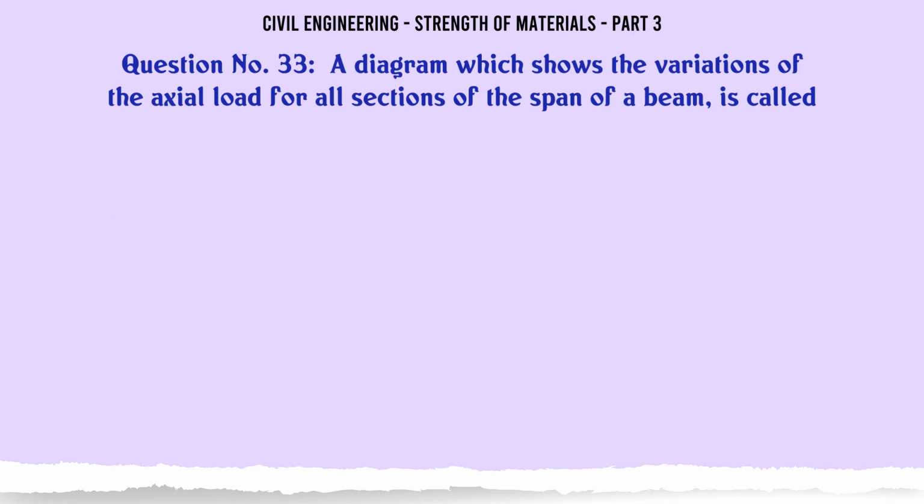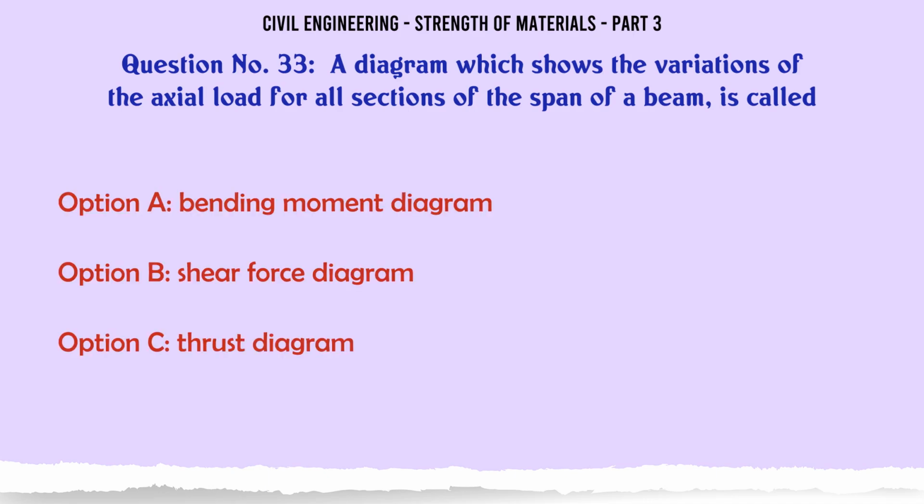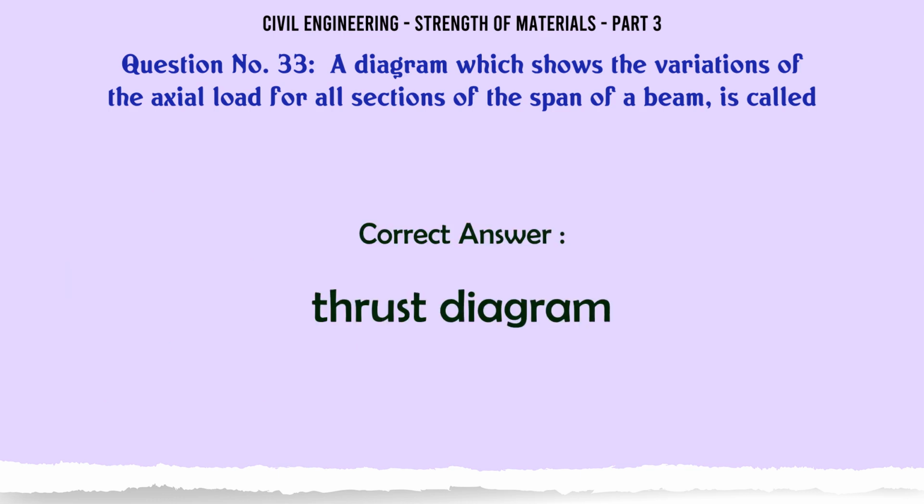A diagram which shows the variations of the axial load for all sections of the span of a beam is called: A. bending moment diagram, B. shear force diagram, C. thrust diagram, D. stress diagram. The correct answer is thrust diagram.